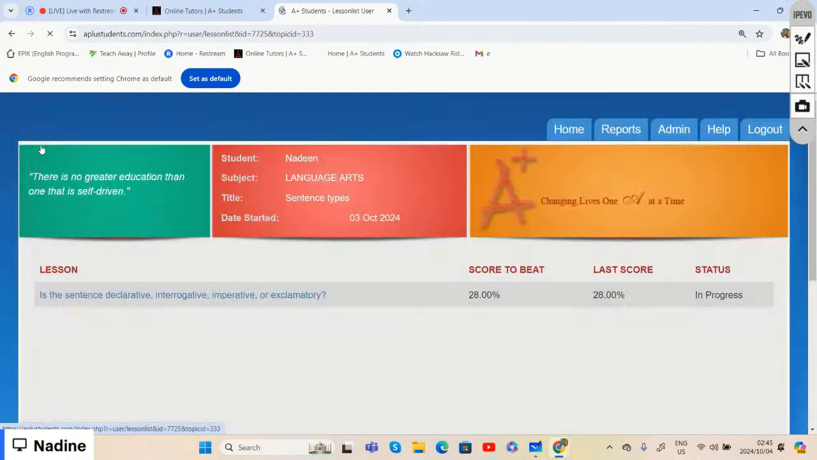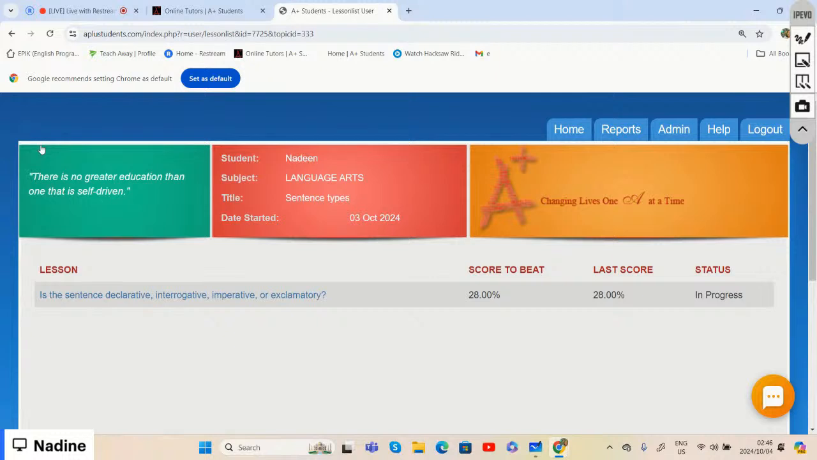All right, so this is now the end of our lesson on the different sentence types. We said that we have four sentence types. We have a declaration, and a declaration is like a statement, and it ends with a period. We have an imperative sentence. An imperative sentence is a command, and it ends with a period.